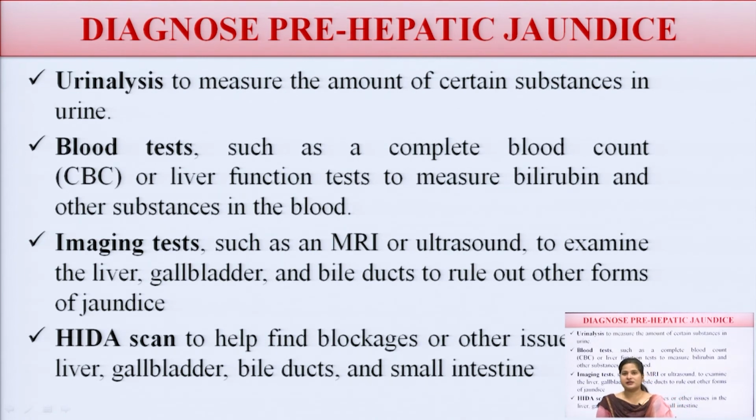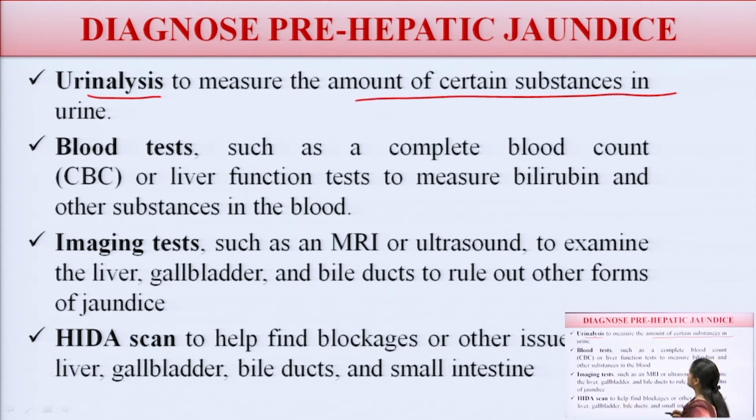Now, diagnosis of prehepatic jaundice. First is a urinalysis. What is diagnosis? Diagnosis means to identify. Urinalysis means to measure the amount of certain substances in the urine, and this is the first test used for the diagnosis of prehepatic jaundice, urinalysis.